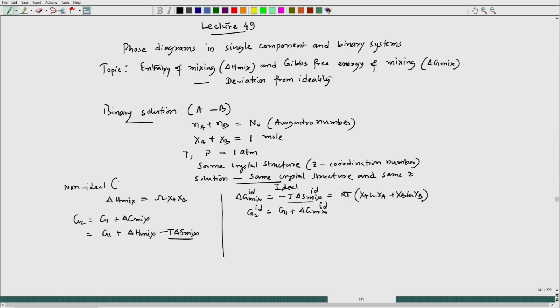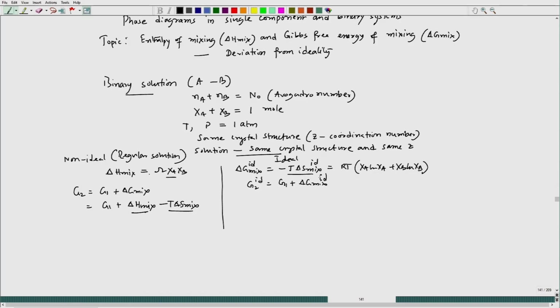So, in case of non-ideal we have used a regular solution model. This delta Hmix will be placed here, this omega Xa Xb. In fact, when we have considered omega, we have also taken delta Hmix to be written in terms of this particular expression, where alpha is a parameter which can be related to omega and RT.